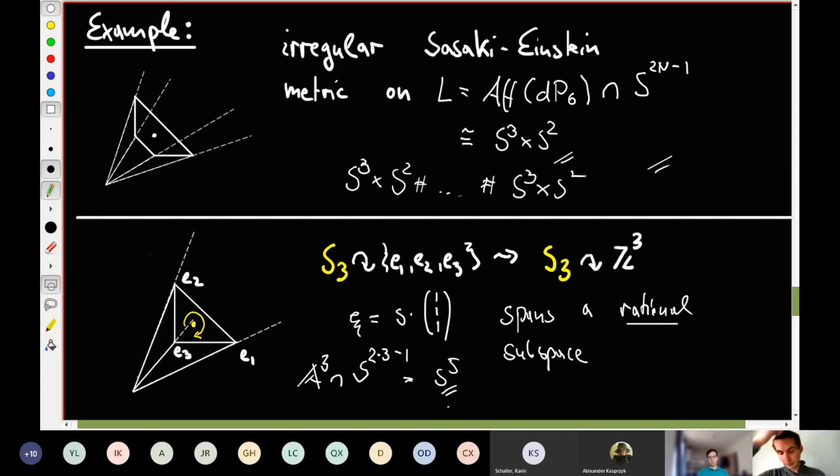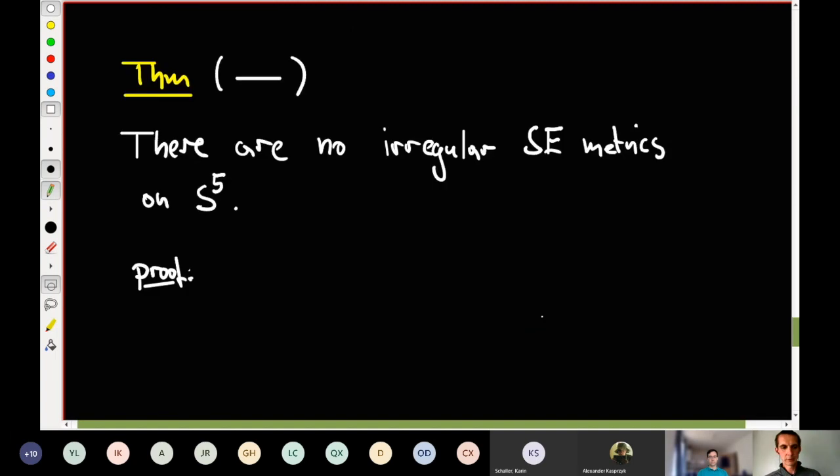And you can ask, if we don't insist on having a toric situation, are we still able to find a regular Sasaki-Einstein metric on S5? So this example just showed us at least we don't find any toric ones. Okay, and the theorem here is no, there are no irregular Sasaki-Einstein metrics on S5, even if you drop the condition of being toric.